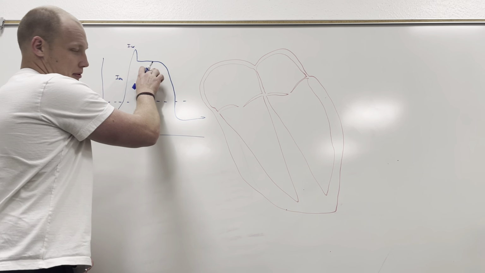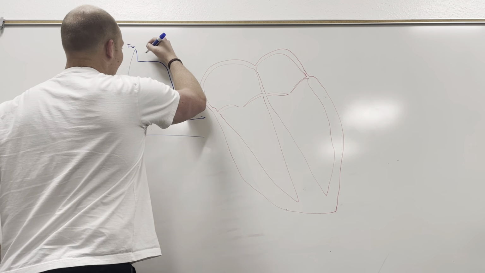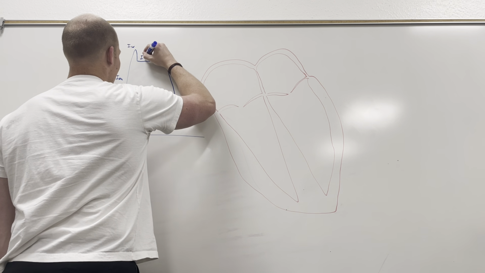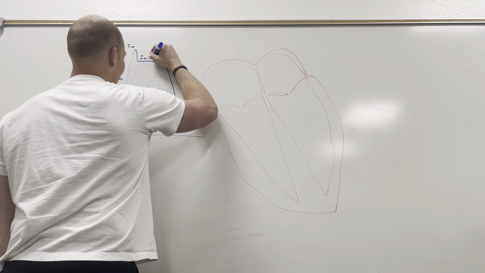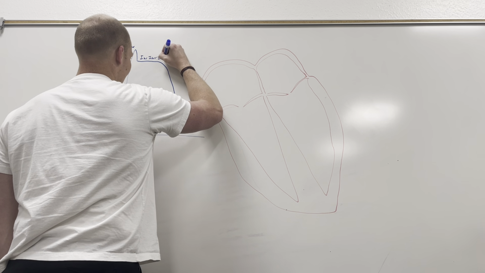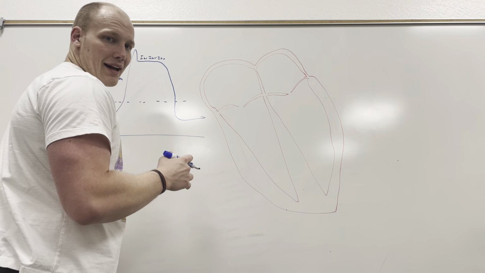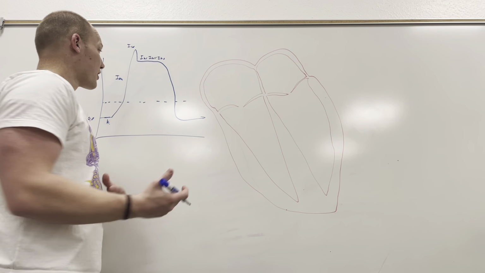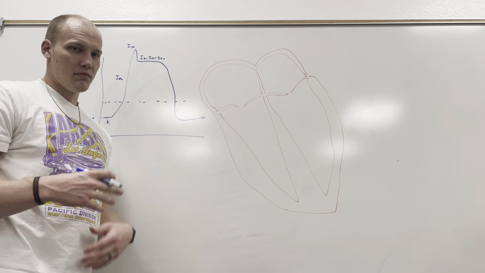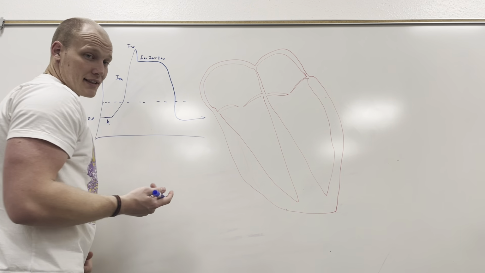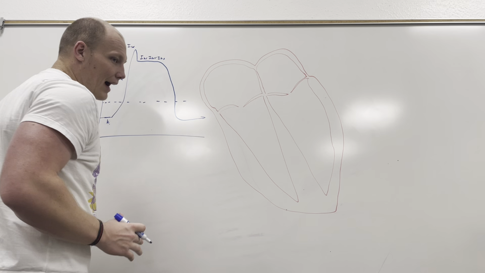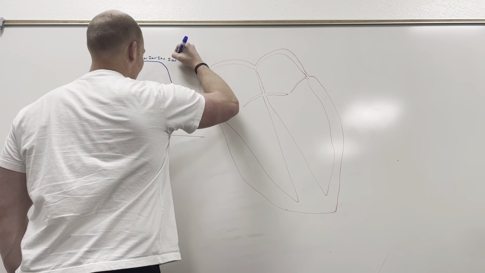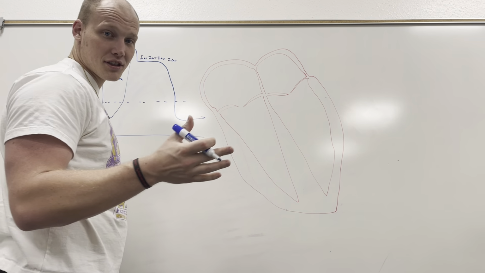But here we have a plateau. So at this point, we have a few different potassium channels that are open. We have our IKr, IKur, and IKs that are all open. And here we might be saying, well, potassium is able to leave, so we should see this continue to repolarize very quickly. But right in here, we have a calcium channel that opens. We have ICaL, so a long-lasting calcium channel.